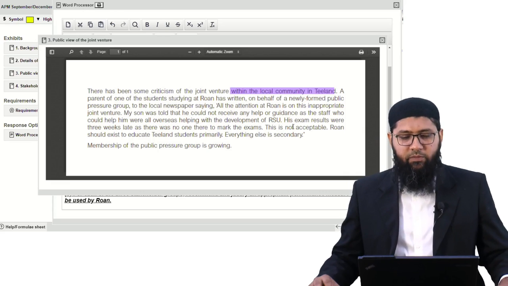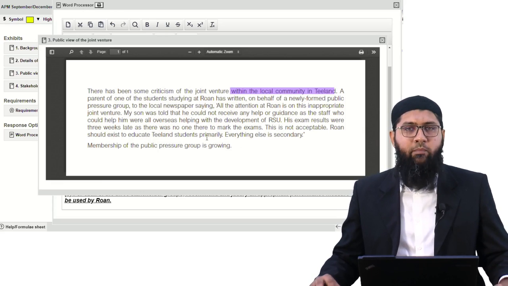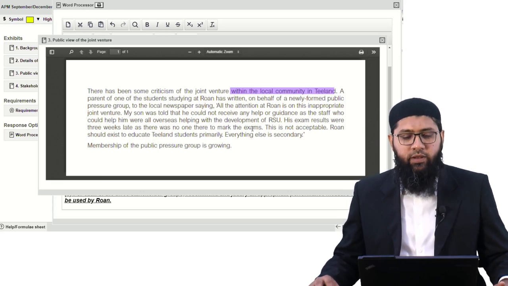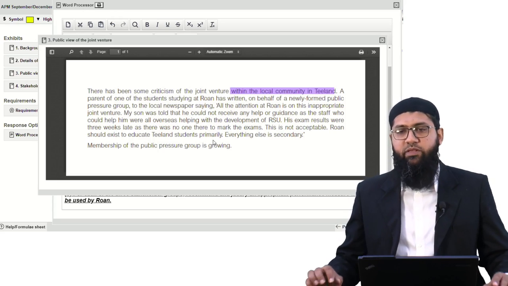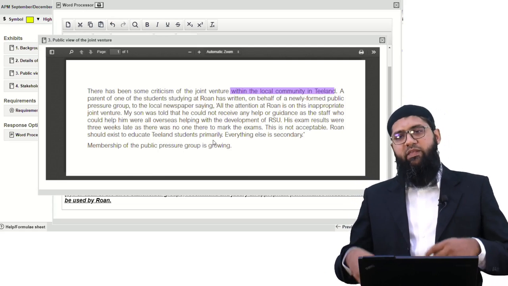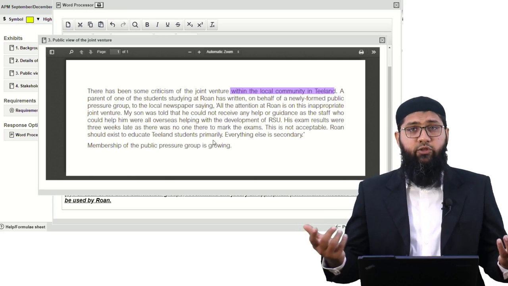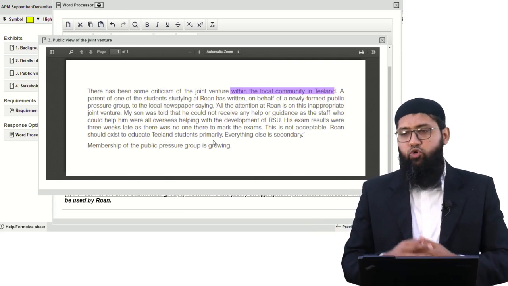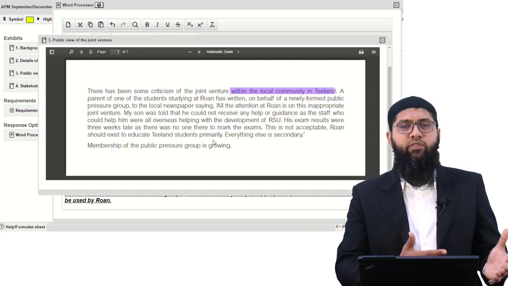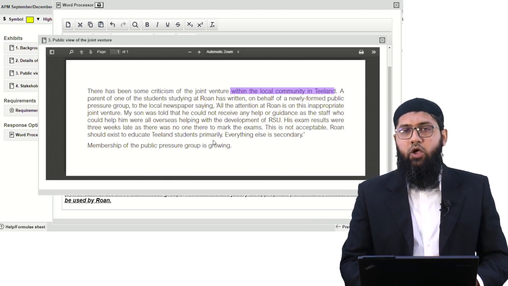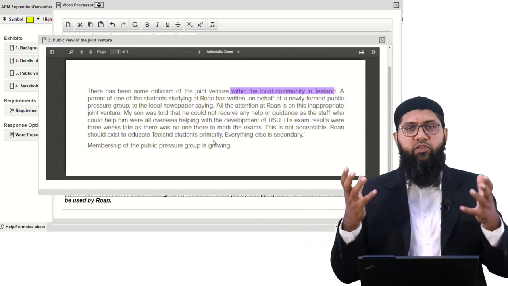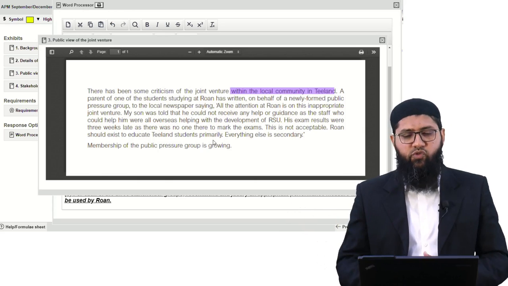This is not acceptable. Roan should exist to educate Teeland students primarily. Everything else is secondary. Membership of the public pressure group is growing. Now see, at one place the government is saying we are not going to fund you anymore, you generate your own income stream. So when you go on to generate the income stream, the quality of the work gets compromised, and the pressure group starts creating problems. So this is a problematic situation for the entity.